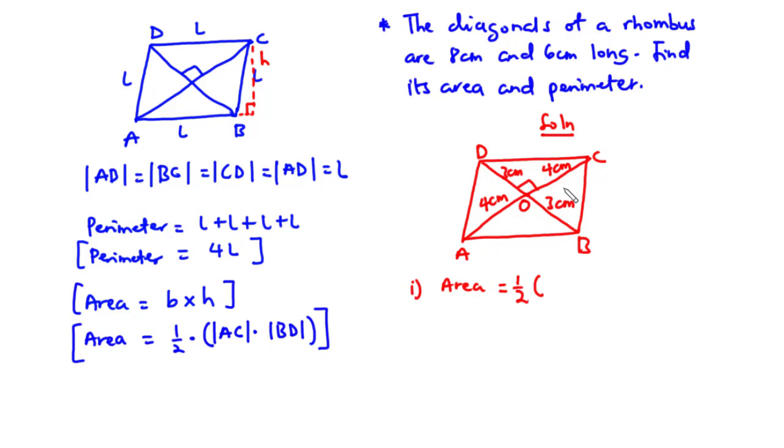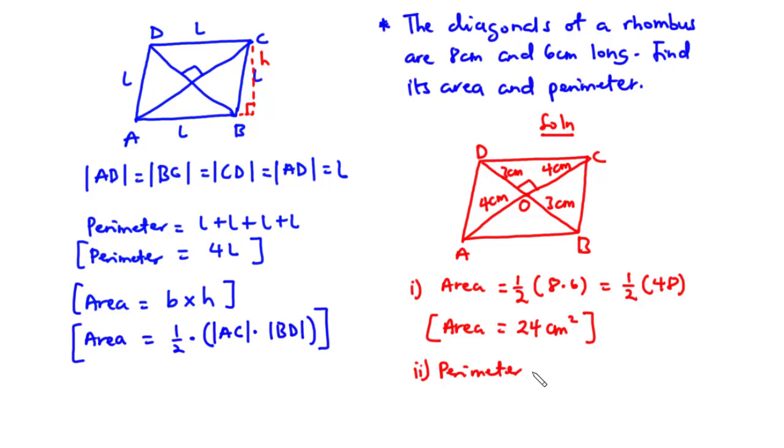Therefore, if we want to find the area of this figure, then the area will be half times the product of the diagonals. So we have 8 times 6. 8 times 6 gives us 48. So half of 48 means that we have our answer to be 24. So that is 24 centimeter square. This is the area.